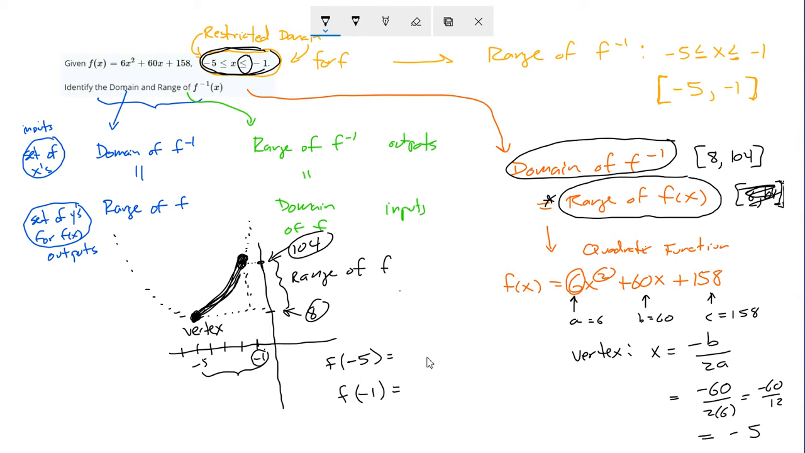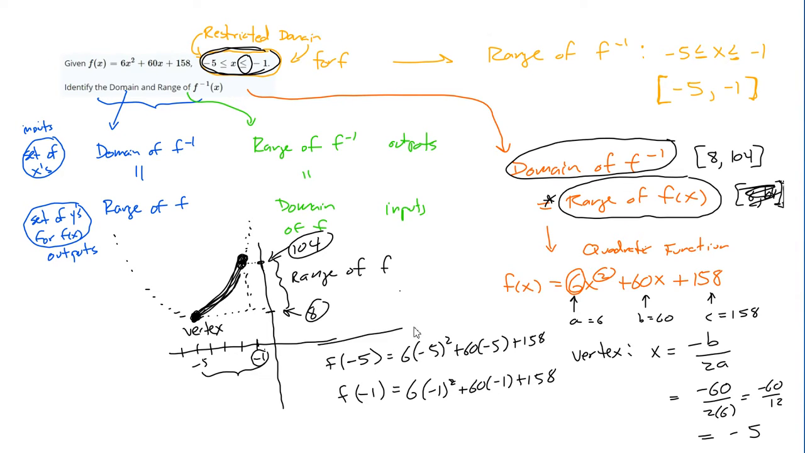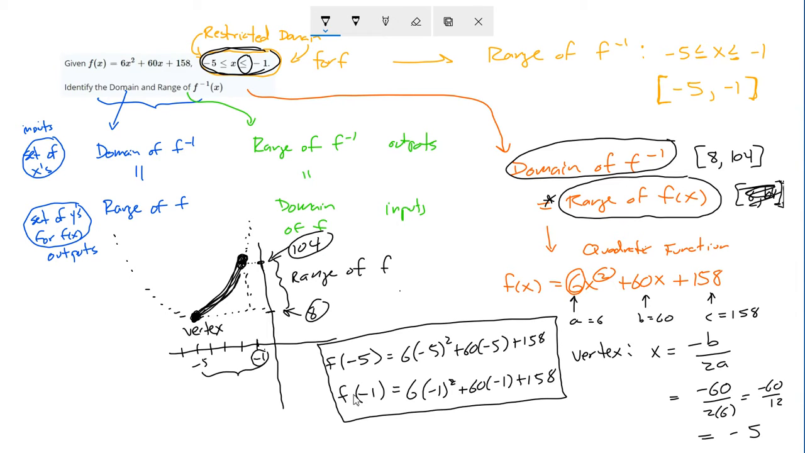Now, of course, if you don't have a graphing calculator, you can do the same thing just by typing in the computation, 6 times -5 squared plus 60 times -5 plus 158 on your calculator, and same idea here, 6 times -1 squared plus 60 times -1 plus 158. So just do these on your regular scientific calculator, and you'll get your range.